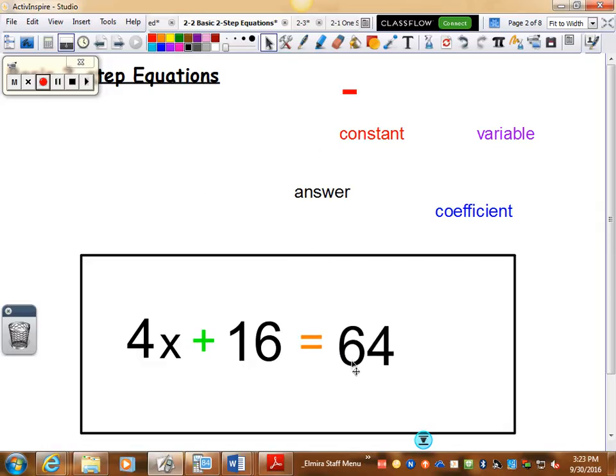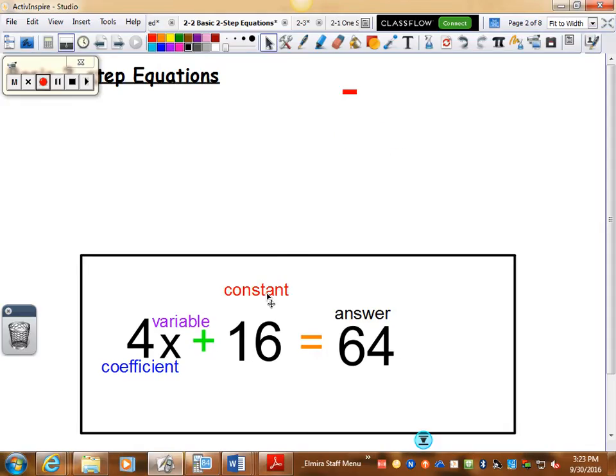Okay, so let's infuse our vocabulary here. Okay, 64 is the answer because it's the number that's after the equal. Variable, I already used that word, that's the letter. Okay, and the word coefficient has the prefix co in front of it. Co means with. So the coefficient is the number that is with the variable. I don't know why it has the word efficient in it. I'm not really sure. It's kind of a bit of math trivia that I don't know.